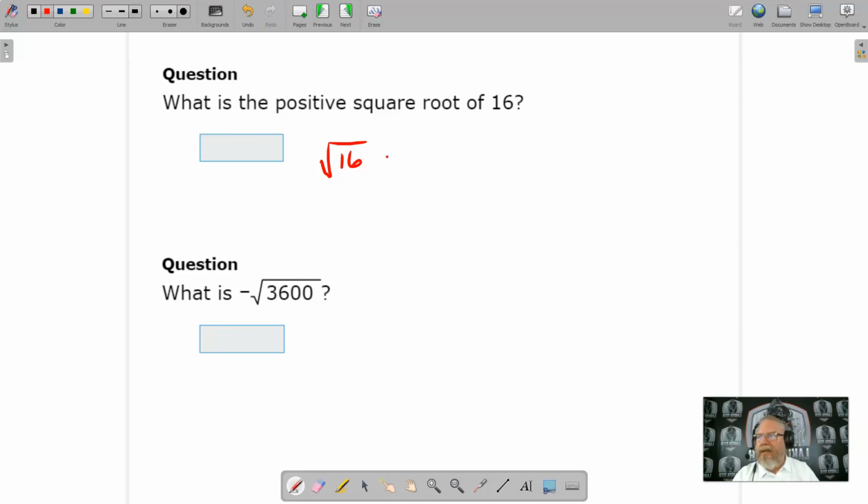So the question is, what number multiplied times itself is going to give us 16? Well, that would be -4. Or it could also be a +4. Two answers to it. But they want the positive one, so we're going to put in the +4. Now you can use a calculator for this. So let me grab my calculator.